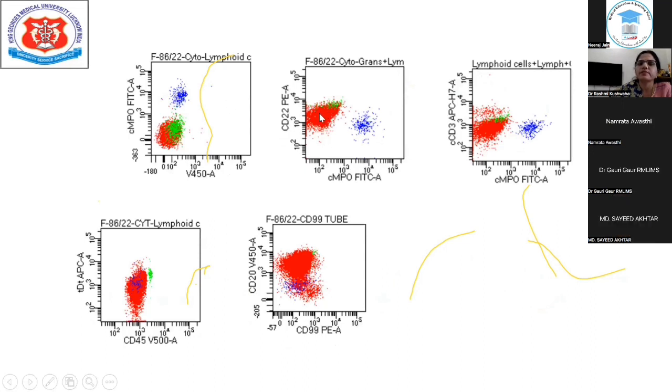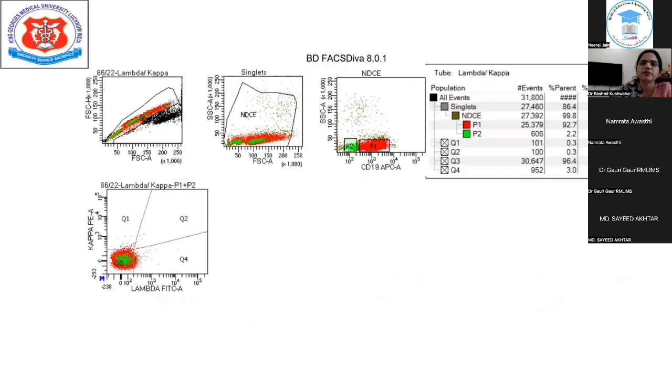CD22 is brightly positive and cytoplasmic CD3 is negative. TdT is negative, and CD99 is negative. So we can make out all the immaturity markers are negative. So we are not dealing with acute leukemia. We are dealing with a lymphoproliferative disorder.